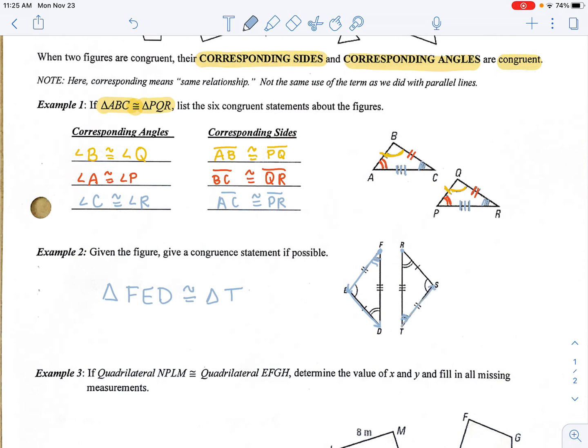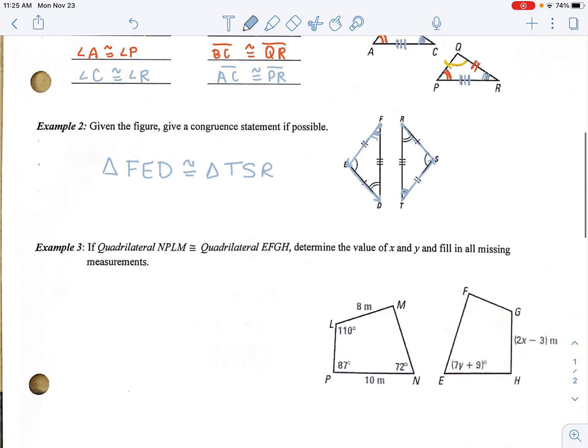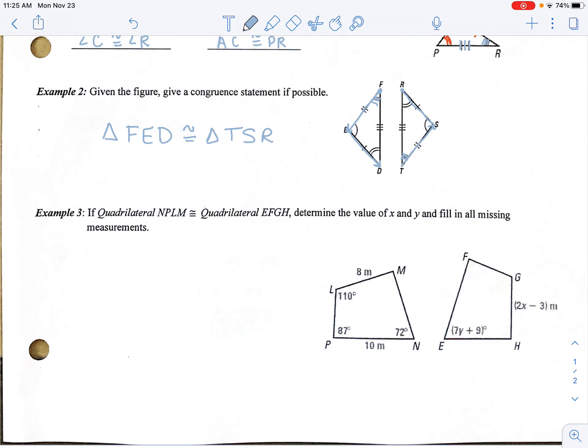Then we went to E. E has 1 tick mark. So over here, S has the 1 tick mark, so S. And then we go up to the one that has the 2, which is R. So I said triangle FED is congruent to triangle TSR. And again, it doesn't matter how you name the first one, it matters how you name the second one. You have to name it in the same order.